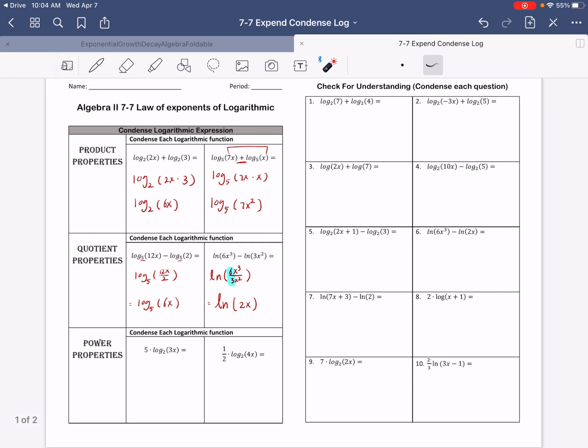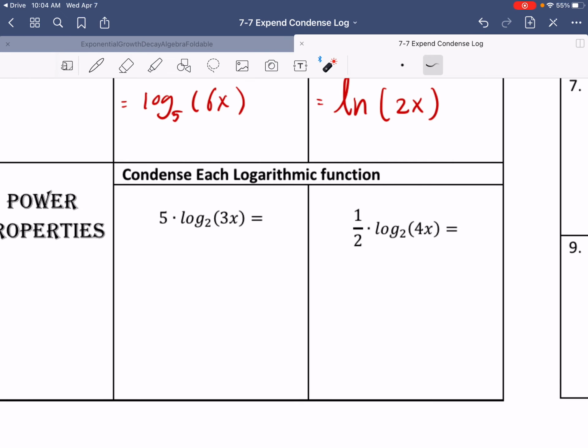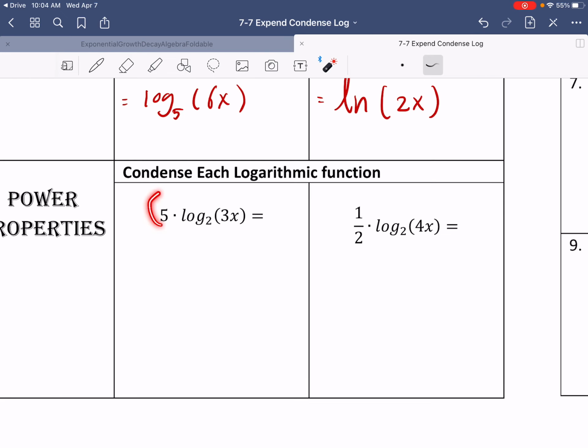Oh, and let's talk about the power rule. Now, if you have any number in front of like logarithmic like this, what you can do is you can put it on top of here. So this one is same as log base 2, 3x to the 5th power, like that.